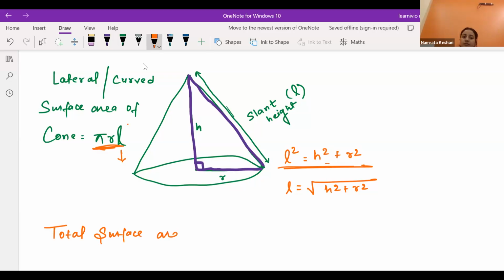This is the formula for the total surface area of this cone: pi R (L plus R). Pi RL is the curved surface area or the lateral surface area, plus at the bottom you can see we are having a circle. So only one circle we are having, so pi r square. This is the total surface area formula.